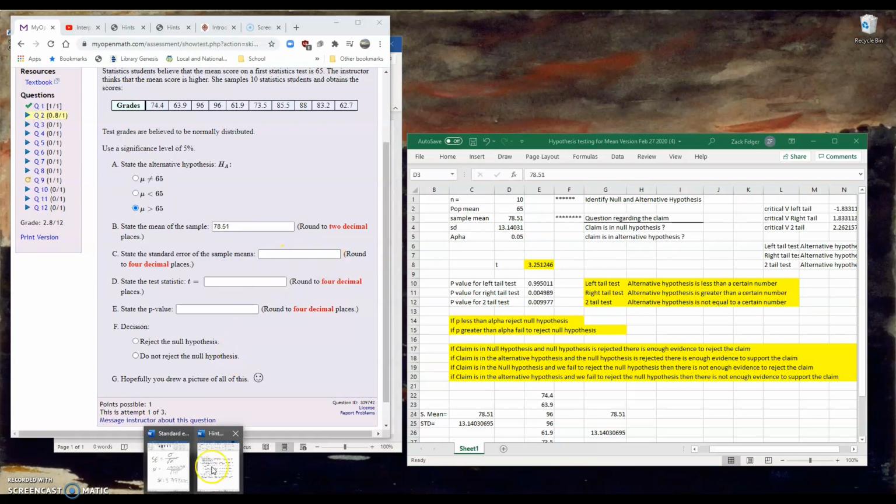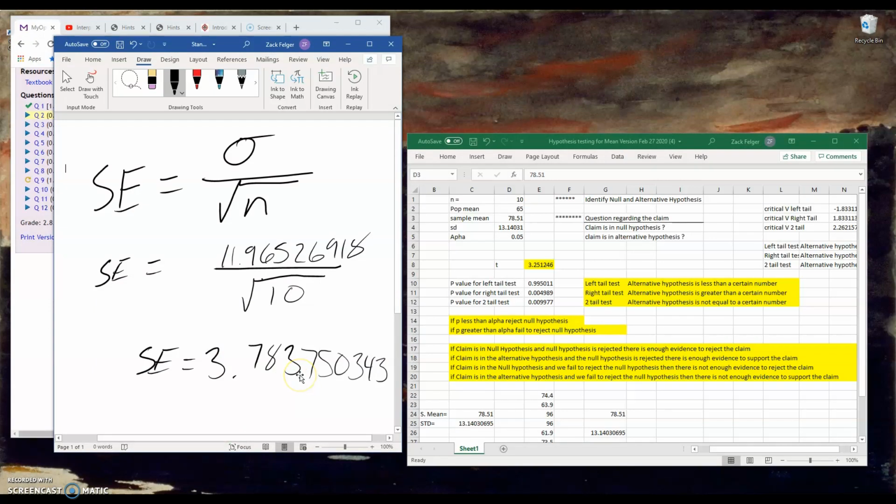The standard error of the sample means. Now, this is a separate formula. I have it right here. I will go ahead and erase this. So, what you're doing is taking the standard deviation of the sample that you calculated divided by the square root of the sample size. So in this case, our standard deviation is... I cannot get my pen to work.